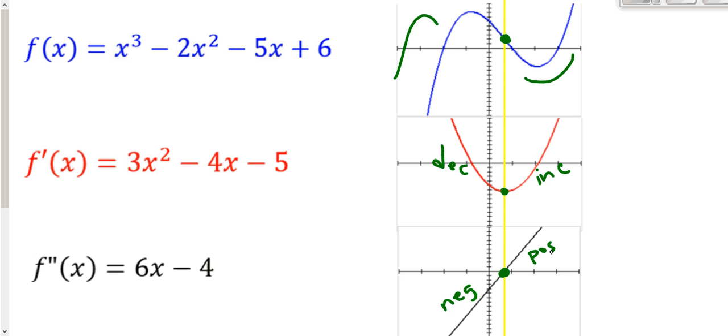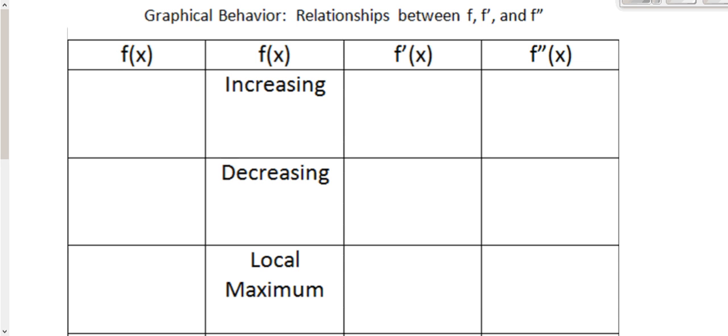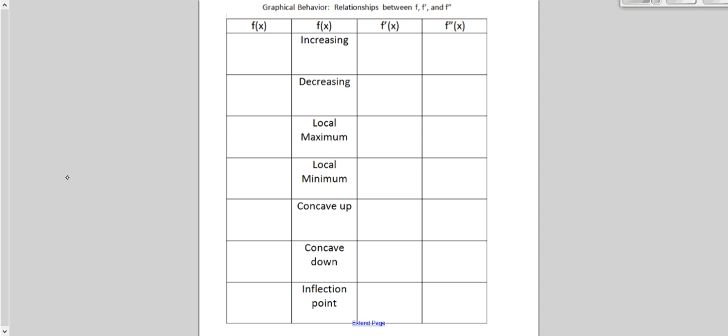Well, I think what we want to do now is summarize all of this information in a table, and I hope that you will make this table and use it a lot and refer back to it as a reference. Normally I would give this to you as like a cardstock sheet and you would know that it's super important and that you would use it a lot. So, here's a whole table: graphical behavior, relationships between f, f prime, and f double prime.